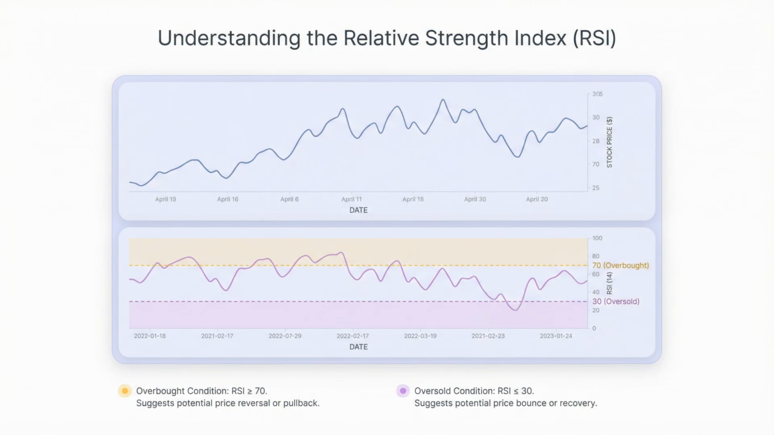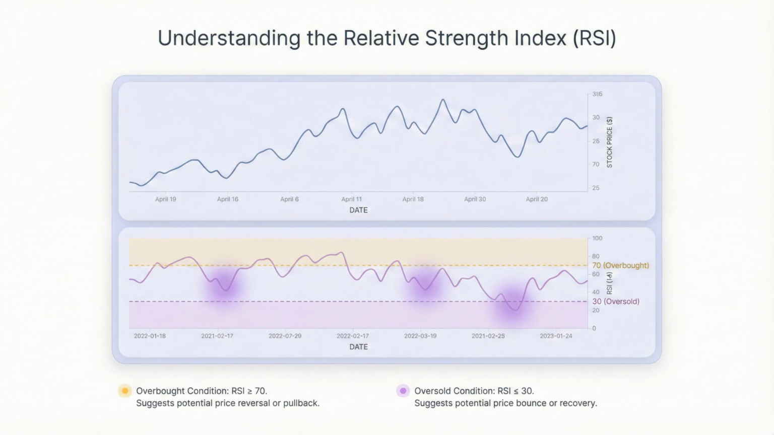Moving on to the Relative Strength Index, commonly known as RSI. This momentum indicator features major horizontal threshold lines, typically set at 70 and 30. When the RSI line crosses above the 70 mark, the asset is considered overbought, suggesting the price has risen too fast and a downward pullback might occur soon.